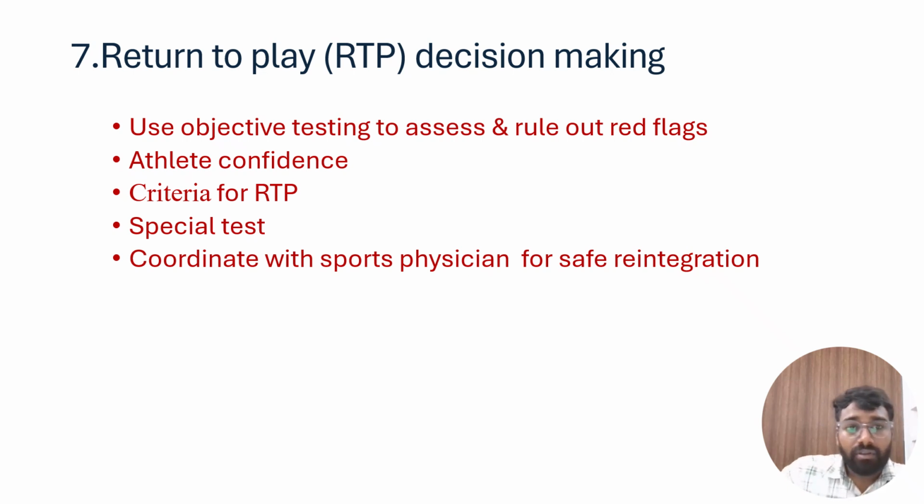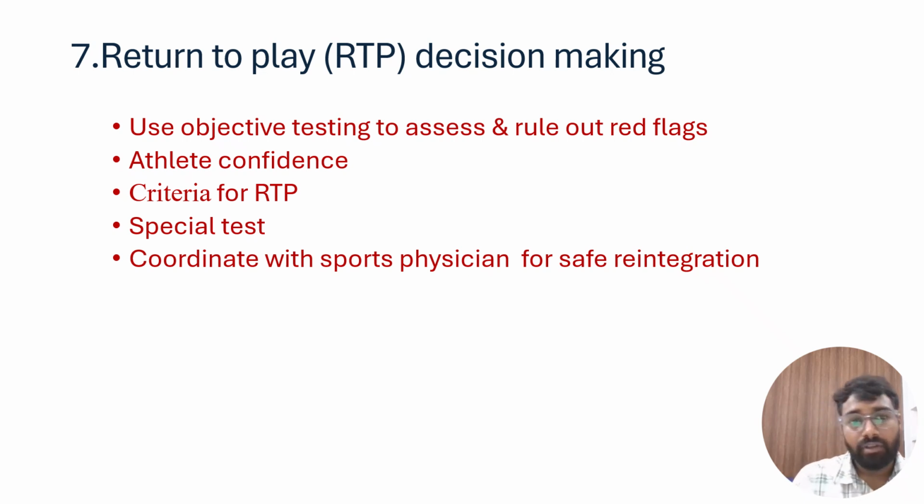So it can basically be of two types: short-term return to play, that is during the game, or long-term return to play after the injury, that is return to sports. So use objective testing to assess and rule out the red flags. What is the meaning of this? This can be done both on the field as well as off the field.